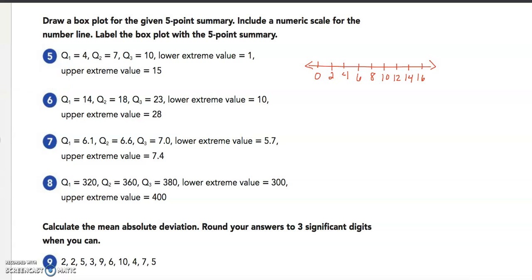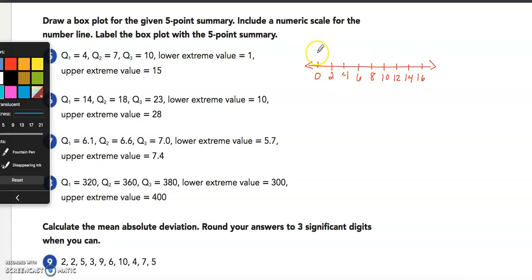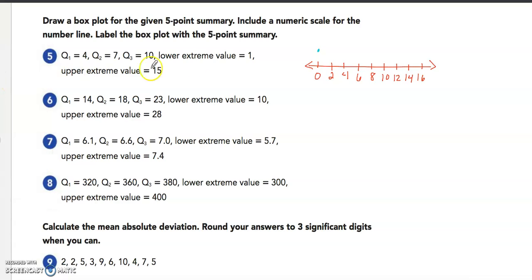So my lower extreme is 1. My upper extreme value is 15, so I can put that right in between 14 and 16. Q1 is 4. Q2 is 7. And Q3 is 10. All right, so we connect the boxes, we connect the dots, and there we go. Now, ideally, when you do this, if you do it on graph paper or on line paper, it's a little bit better. Obviously, you can keep your lines a little bit nicer.